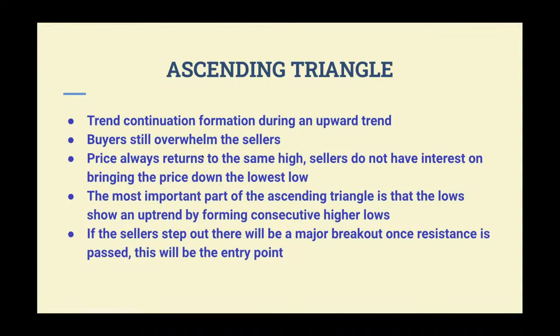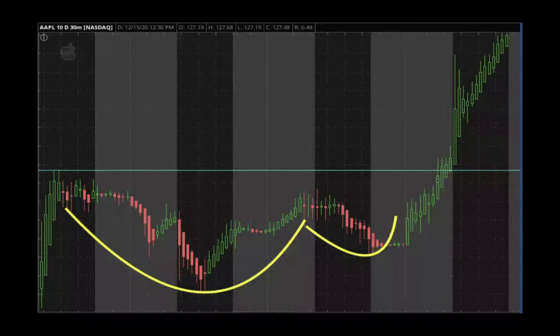Now let's go to ascending triangle. This is one of my favorites personally, especially for swings. Trend continuation formation during an upward trend. Okay, so what did I say at the beginning? Be sure you know if it's a breakout, which the cup and handle is a breakout pattern. Be sure you know if it's a reversal or a continuation. So trend continuation formation during an upward trend.